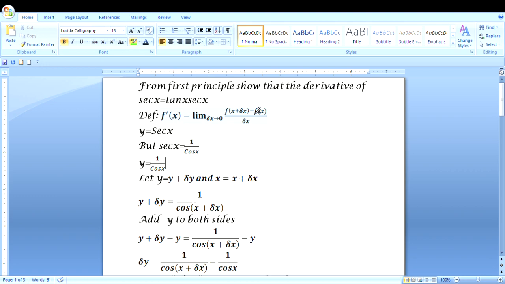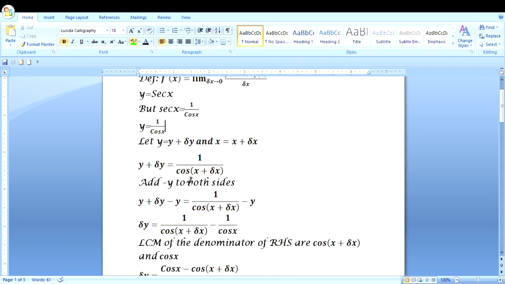This is just the simple definition of the first principle. Now we can see that y is sec x, so the appropriate expression for sec x is 1 over cos x. So we say y is equal to 1 over cos x, which is the same thing as sec x. In place of y, we replace it with y plus delta y, and similarly x is replaced with x plus delta x. Delta y and delta x simply mean a small change or small increment.